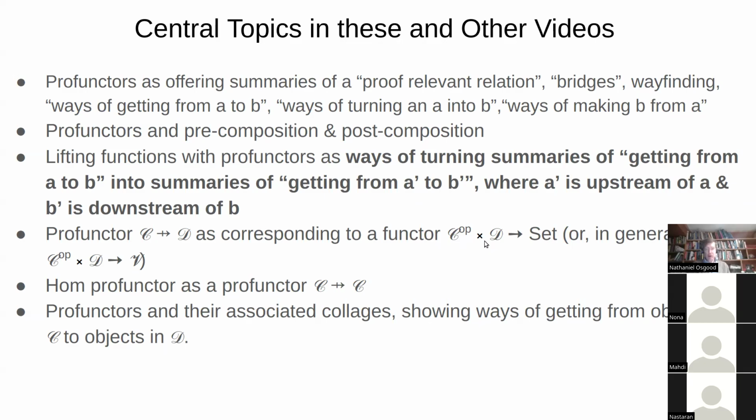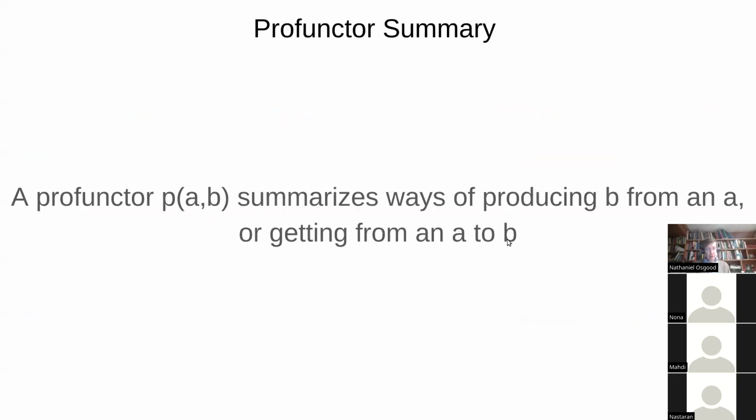And I noted that profunctors we're very familiar with are Hom profunctors, which go from C up to C. And where the set here is just the set of morphisms from some object C in category C to some object D in category C. So a profunctor summarizes ways of getting from A to B, or ways of producing a B from an A.